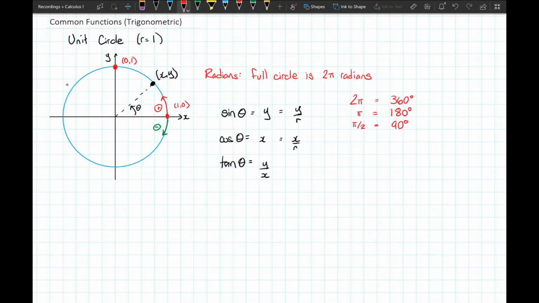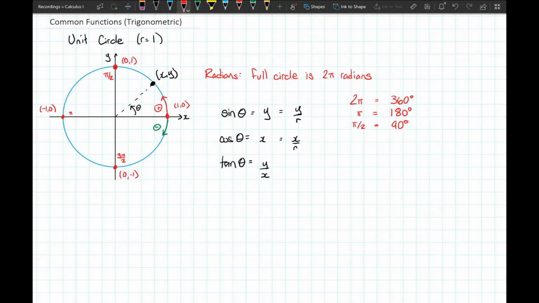Travel around, well, sorry, that's pi over 2 radians. I'll mark that off. Now we're going to travel around to pi radians, and now we're actually in a negative x coordinate. So we'll end up at a point here, which is -1, 0. And if we travel around to the bottom of the circle, that's 3/4 of the circle, which is 3/2 pi. And that would be our negative y coordinate, 0, -1.